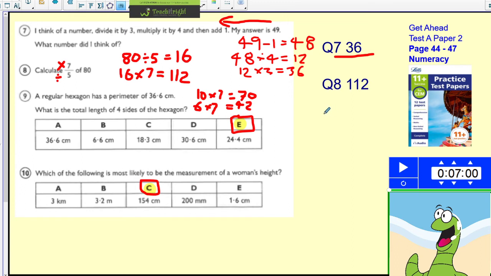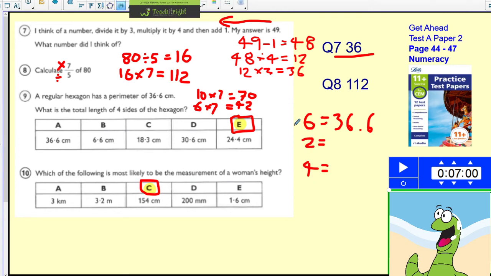Number 9. A regular hexagon has a perimeter of 36.6 centimeters. So a regular hexagon has 6 sides. So 6 sides equals 36.6. What is 4 sides? Okay, well, a couple ways of doing this. Again, you've probably seen this kind of setup before, where I want to go from 6 to 4. So an intermediate might be to work out what 2 sides are.